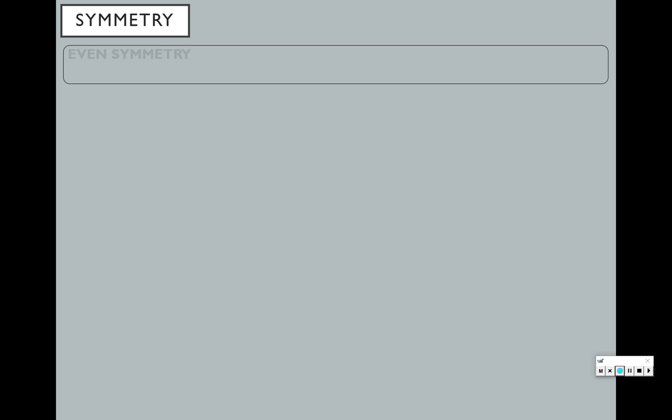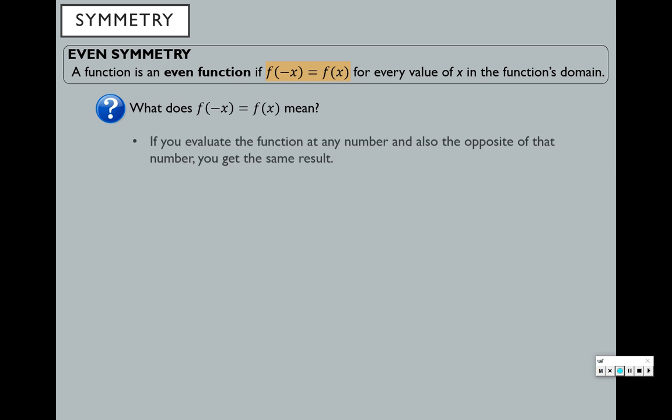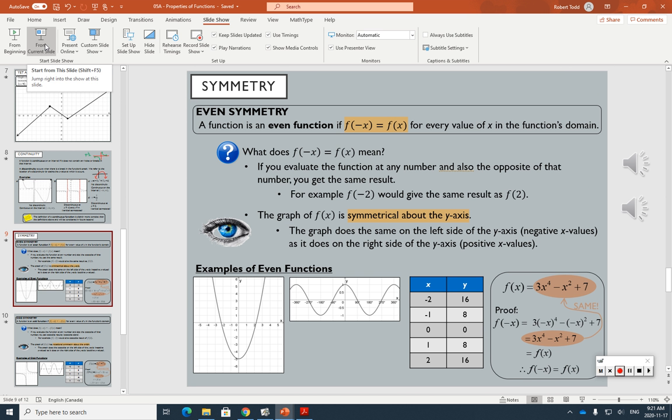Symmetry. Okay, this we have to be careful with, because this is not the toughest concept, but it might sneak up on you if we're not careful here. A function is an even function if f of negative x equals f of x for every value in the function's domain. What does that mean? Let's just back out of here and do a separate example for just a second.